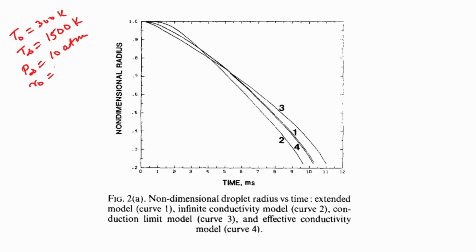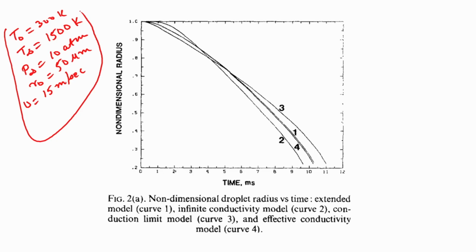The initial droplet radius is about 50 micrometer. 50 micrometer is roughly half the size of a human hair, and the initial velocity of the gas phase flow field is about 15 meter per second. So, these are the conditions that are actually given to you. Now, let us look at each of the figures very carefully and try to see what the things are. If you see here, there are curves like 1, 2, 3, 4.